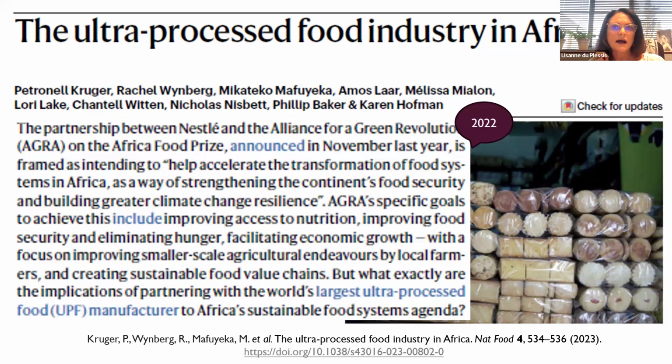But what the authors highlight here is, they say, but what exactly are the implications of partnering with the world's largest ultra-processed food manufacturer, that's Nestlé they're referring to, for Africa's sustainable food systems agenda? Right, so what are the implications here of partnering with a company or a manufacturer like this?